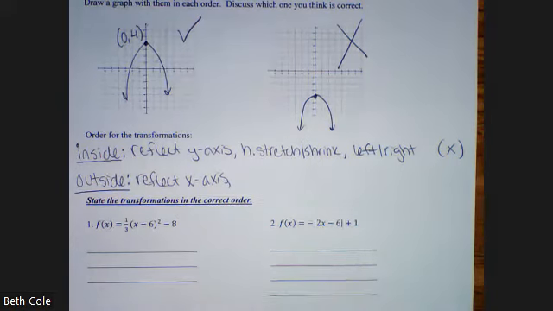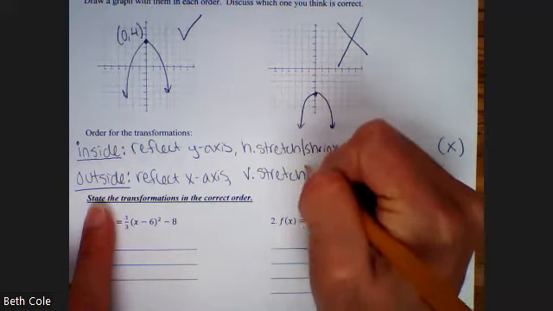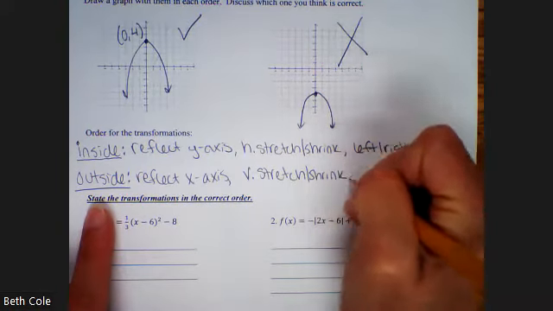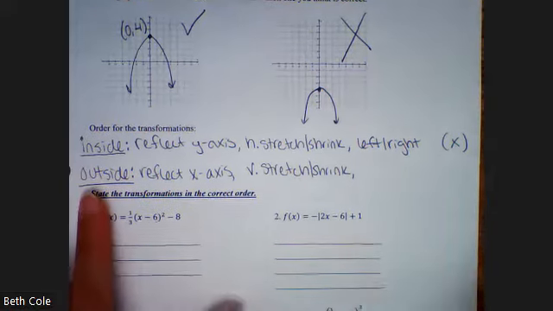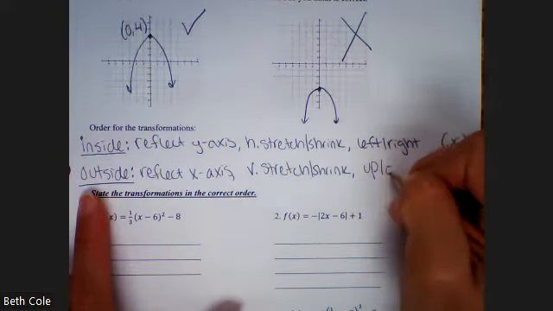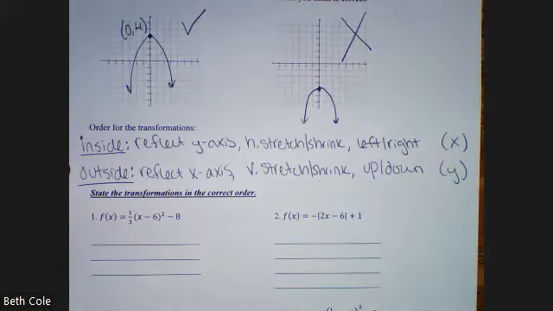So reflections are first. You have to do those first. Then the stretch or shrink. If it's outside, it would be vertical. Perfect. Vertical stretch or shrink, and you have to do the shifts last. You have to move last. And if it's outside, that would be up or down.